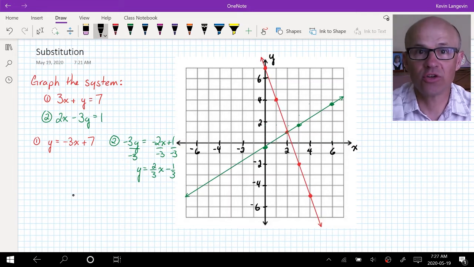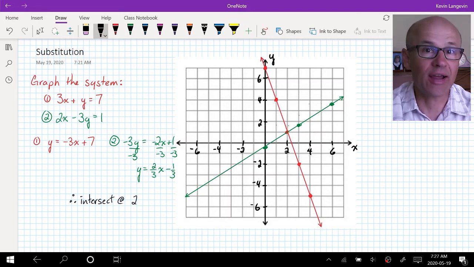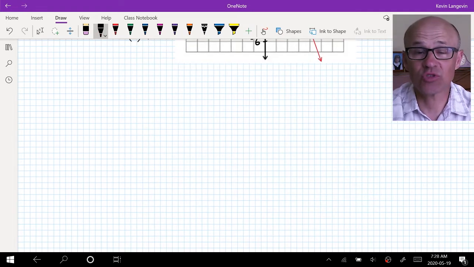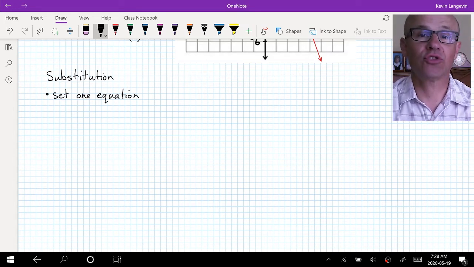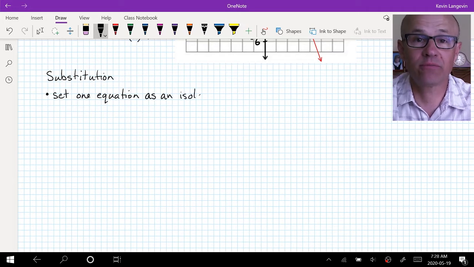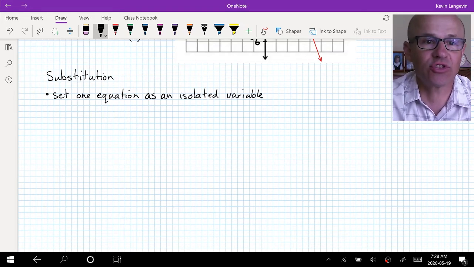Well, that's well and good for graphs that cross at a very nice location. But sometimes we get graphs which you just really can't tell exactly where it is. So you need one of our other two methods. Our second method is substitution.